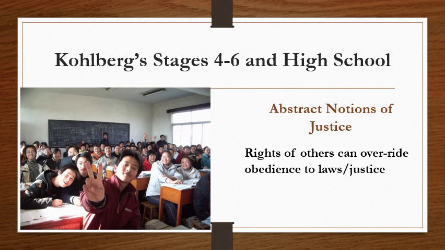Kohlberg's final stages, 4 to 6, is high school and beyond. It is basically abstract notions of justice, where the rights of others can override obedience to laws and justice. So older students may begin to reach level 4 by the time they reach the end of middle school or the beginning of high school.